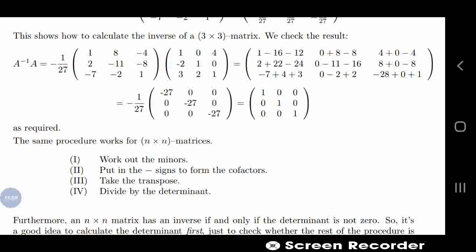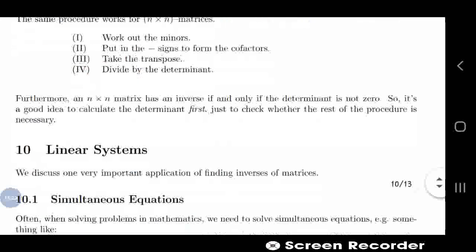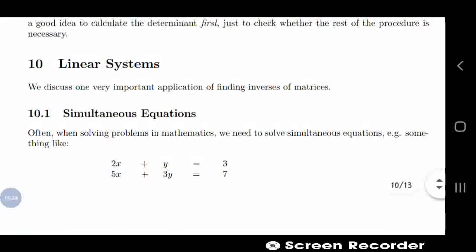You have learnt it back, that only we will get, and the same procedure will work for n into n matrix also. Work out the minors, and you have to put in the signs to form the cofactors, take the transpose and divide by the determinant that you get. This is the simple thing you have to do to find that.